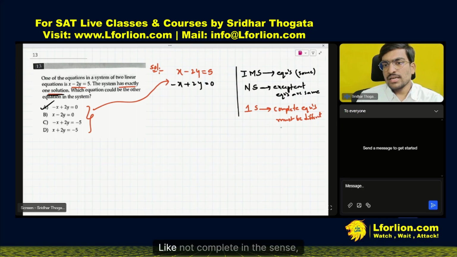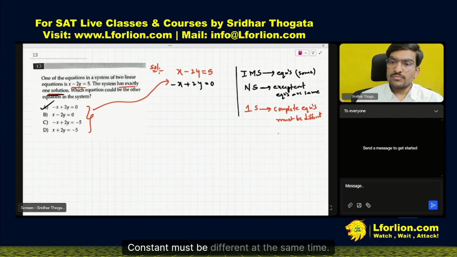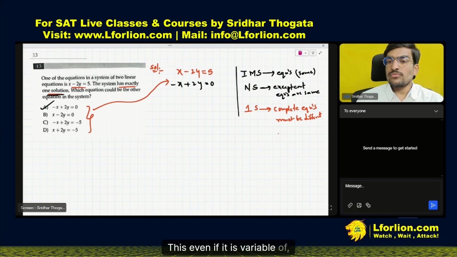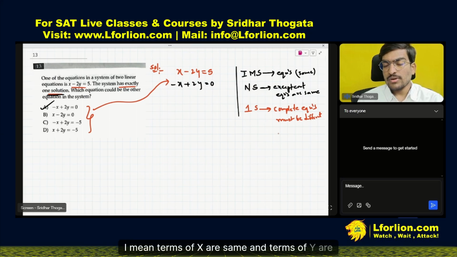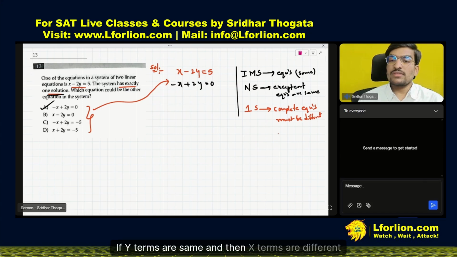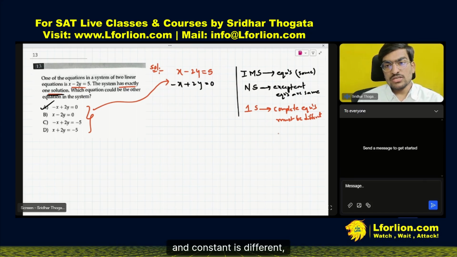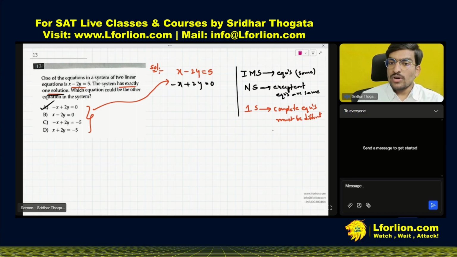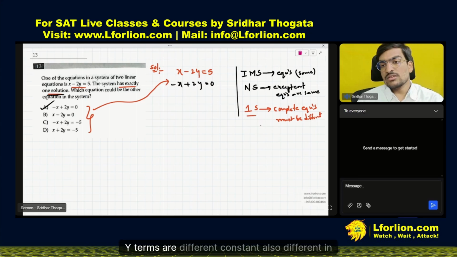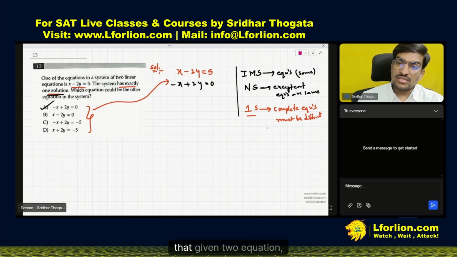What does that mean? Not complete in the sense that the x and y terms both won't be the same. The constant must be different. At the same time, even if the terms of x are the same and the terms of y are different, then it comes under one solution. If the y terms are the same and the x terms are different and the constant is different, then also it comes under one solution. If the x terms are different, the y terms are different, and the constant is also different in the given two equations, then also it's a one solution equation.